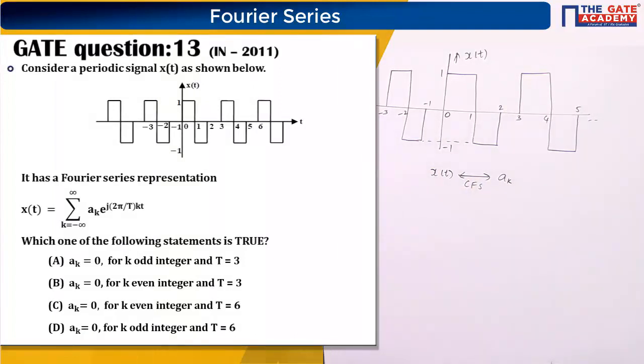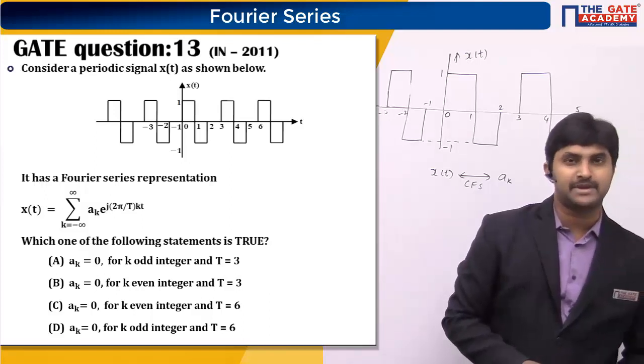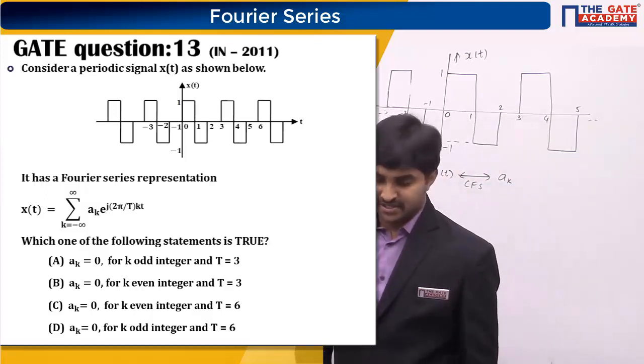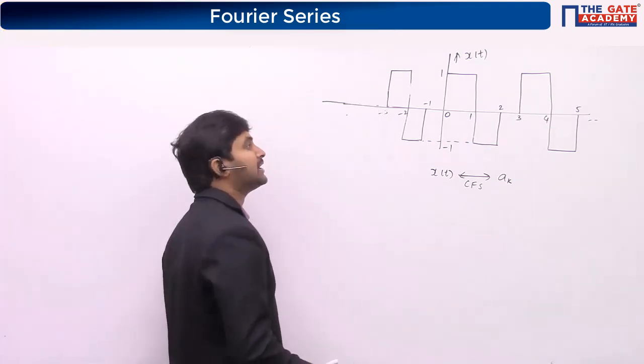You can see the options which are given. This is the signal which is given, and it is also given that ak is the complex Fourier series coefficient. Now we have to comment on the nature of the complex Fourier series coefficient. You can clearly understand that this question is purely based on half-wave symmetry.